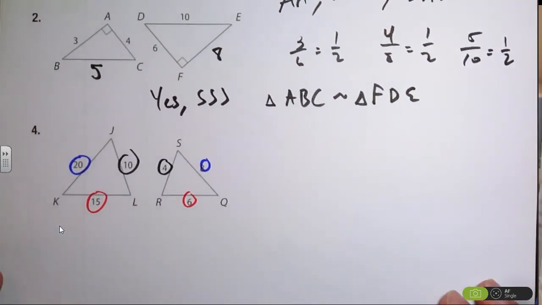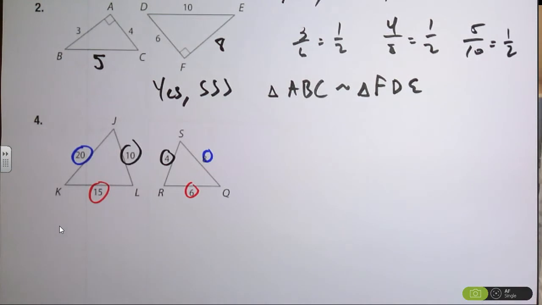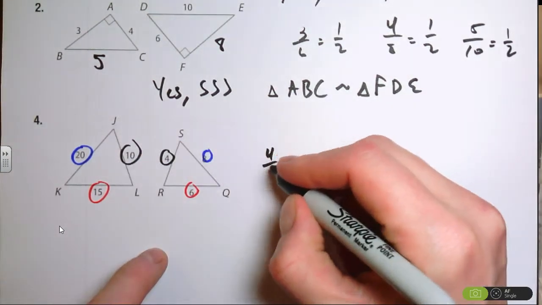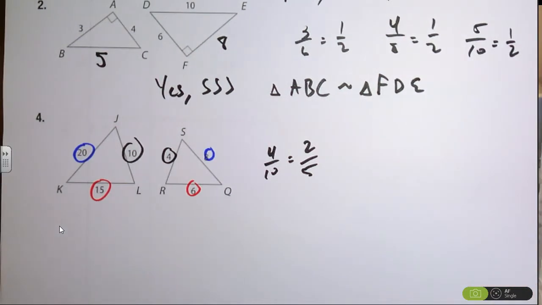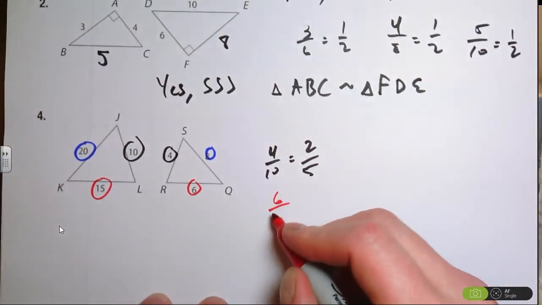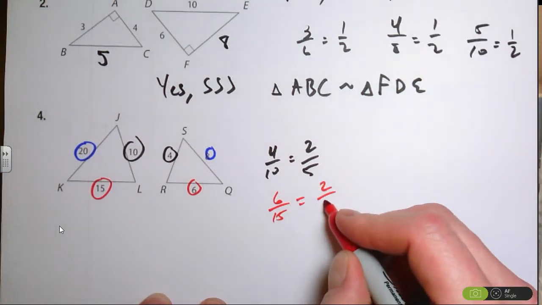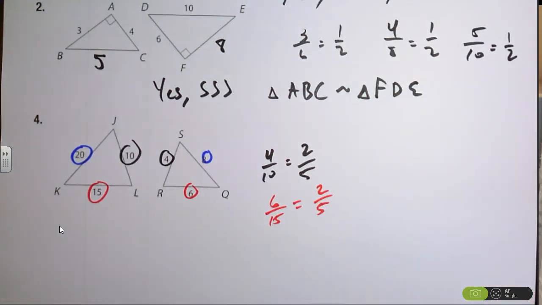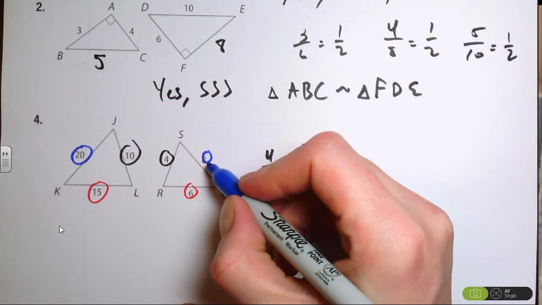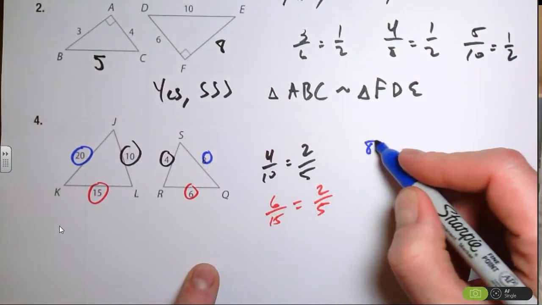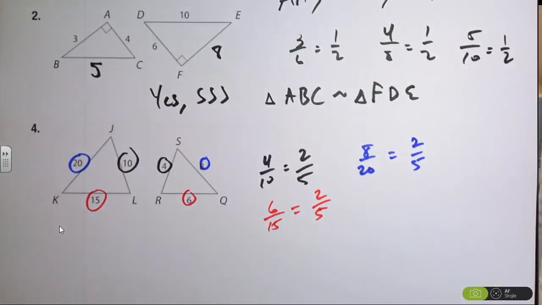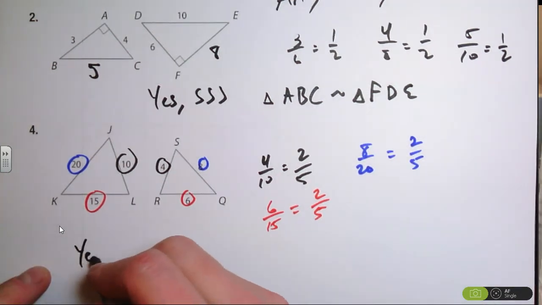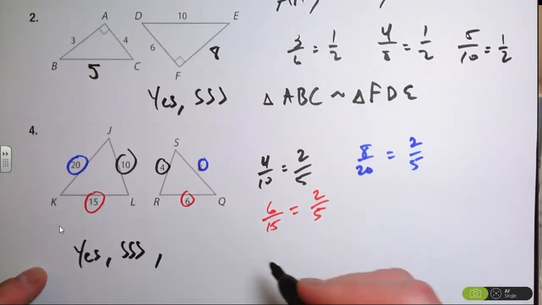So we're looking at side, side, side here to see if it works out. So we'll just set up the proportions. 4 to 10. 2 to 5. 6 to 15. Divide them both by 3. 2 to 5. And this was 8. I know it's kind of blurry now, but it's 8 to 20. Divide them both by 4. 2 to 5. So this guy is actually, again, this one's similar as well. So yes. Also by side, side, side.